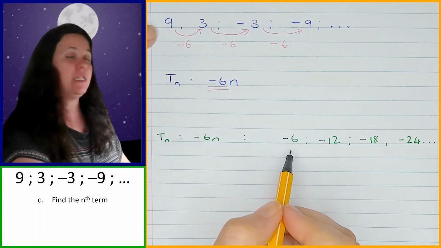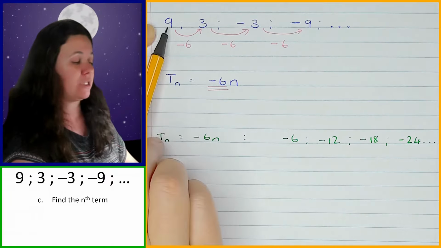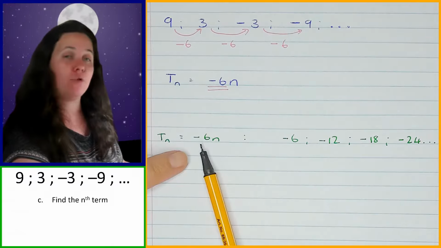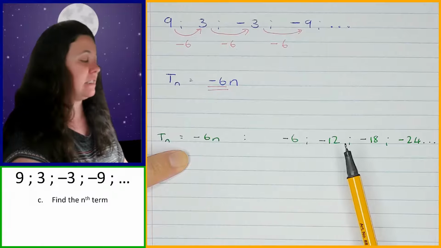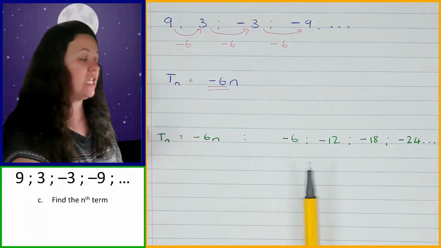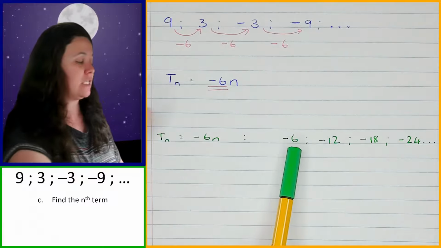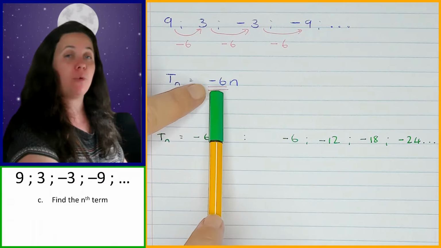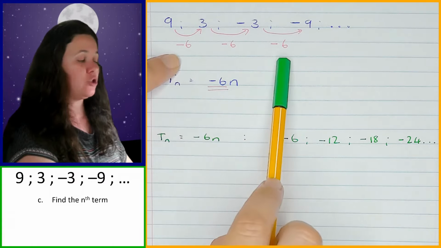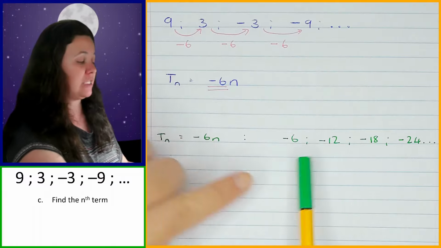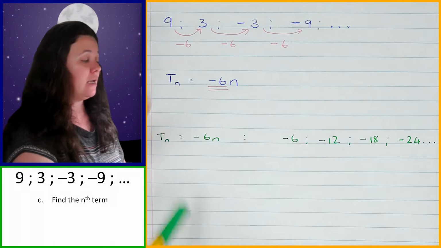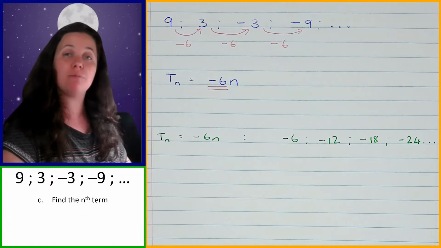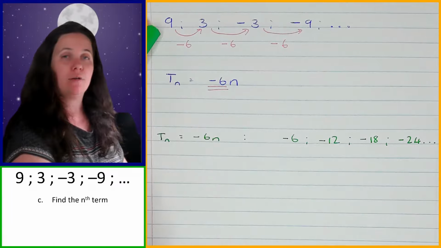So now, obviously, you can see that that is not the same as what we've got. We have got a pattern that says 9, 3, negative 3, negative 9. The pattern for the rule negative 6n is negative 6, negative 12, negative 18, negative 24. So they're not the same. So now we have to see, how do we get from this to that? I now know that this is part of my rule. It's negative 6n, because I do have a constant difference of negative 6, just like I have over here. But this is not the same as that pattern. So I have to adjust my rule to make it the same as this.